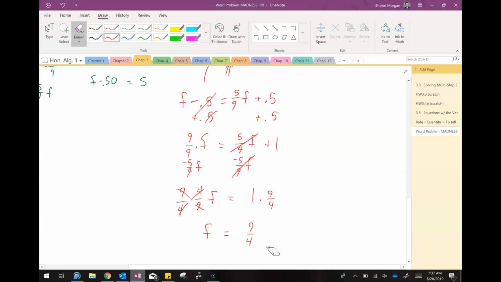So make sure when you guys are working these problems out, 9/4 is the math answer, okay? But it's not the contextual answer. It's not a good answer in the context of the problem. Saying instead, hey, a fruit cup is $2.25.